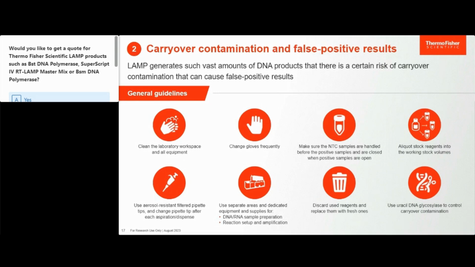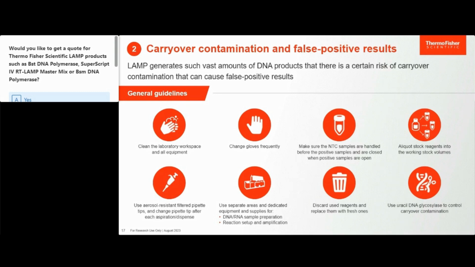First of all, clean the laboratory workspace and all equipment thoroughly before and after setting up each experiment. Also, change gloves frequently after cleaning the laminar flow hood and prior to adding the NTC. When carrying out endpoint detection, make sure the NTC samples are handled before the positive samples and tubes are closed when positive samples are added. Try to prevent contamination of the stock reagents by aliquoting them into the working stock volumes.